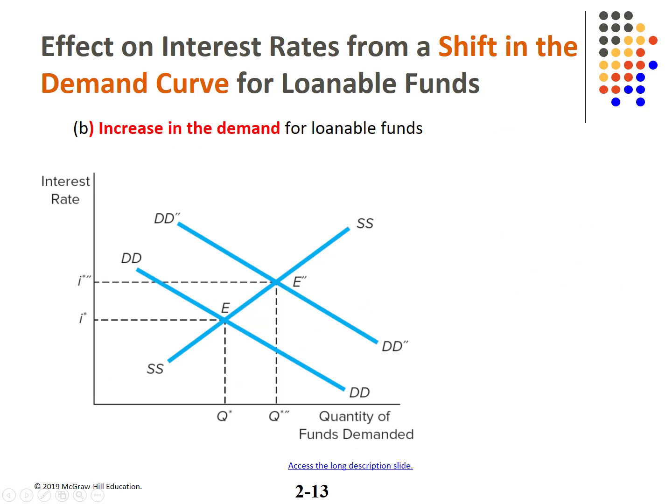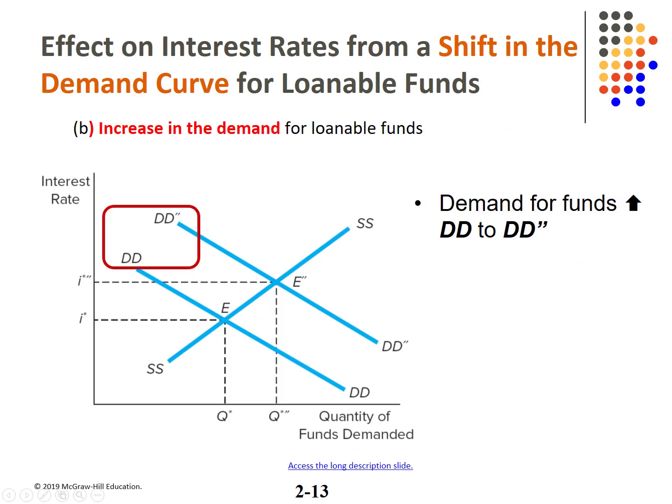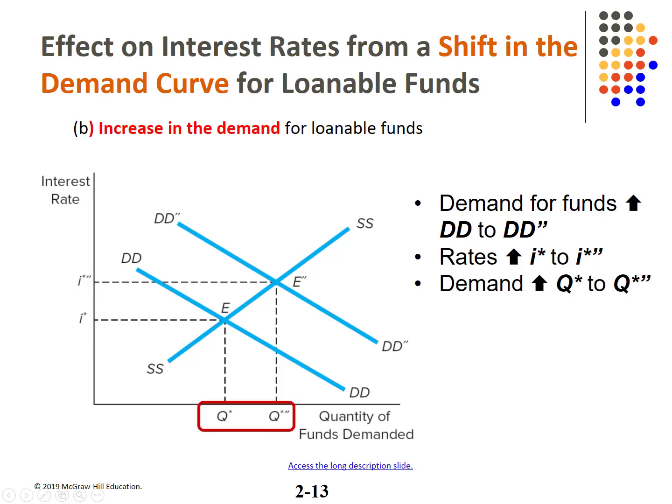Here's the reaction to a shift in demand. As demand goes up, interest rates go up. The quantity of demanded funds goes up and the equilibrium rate increases.